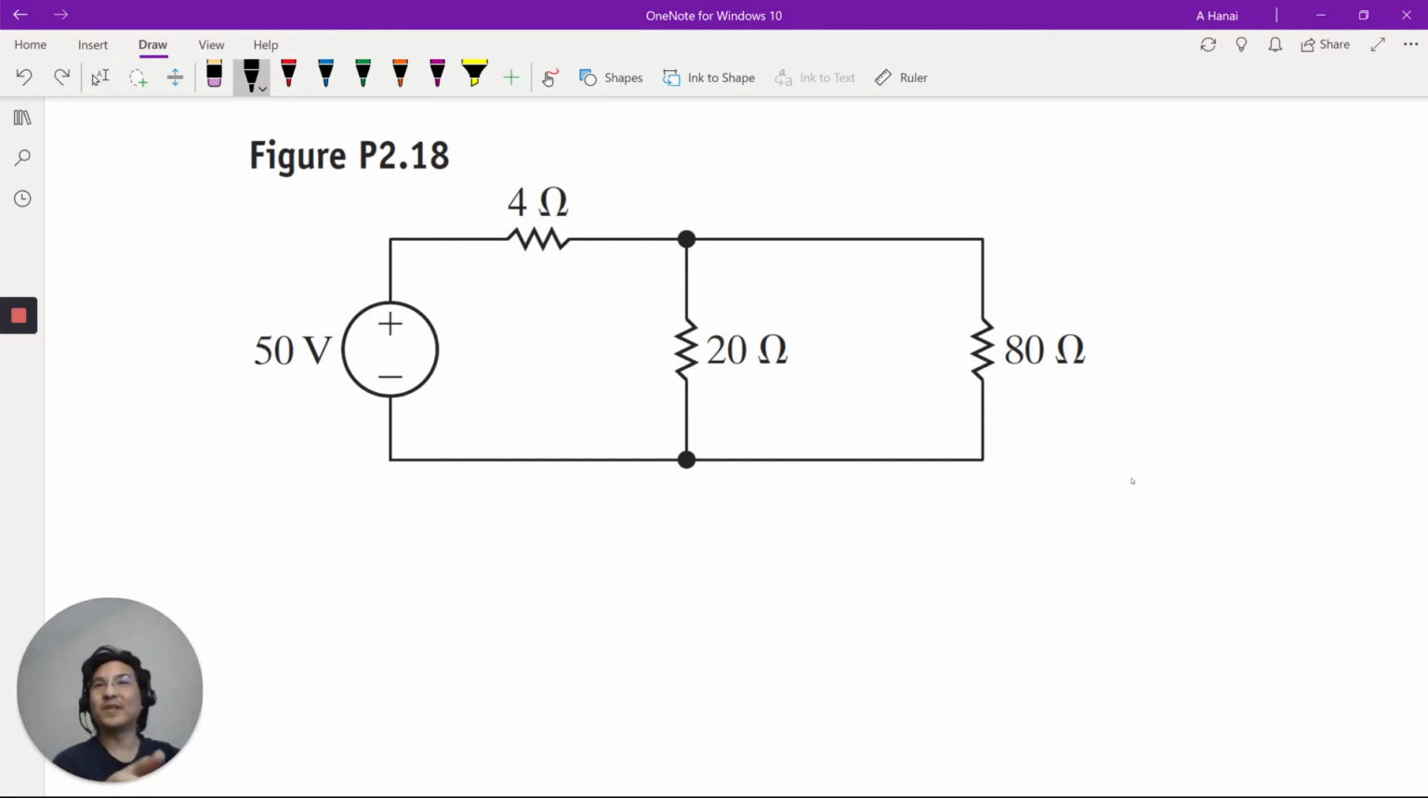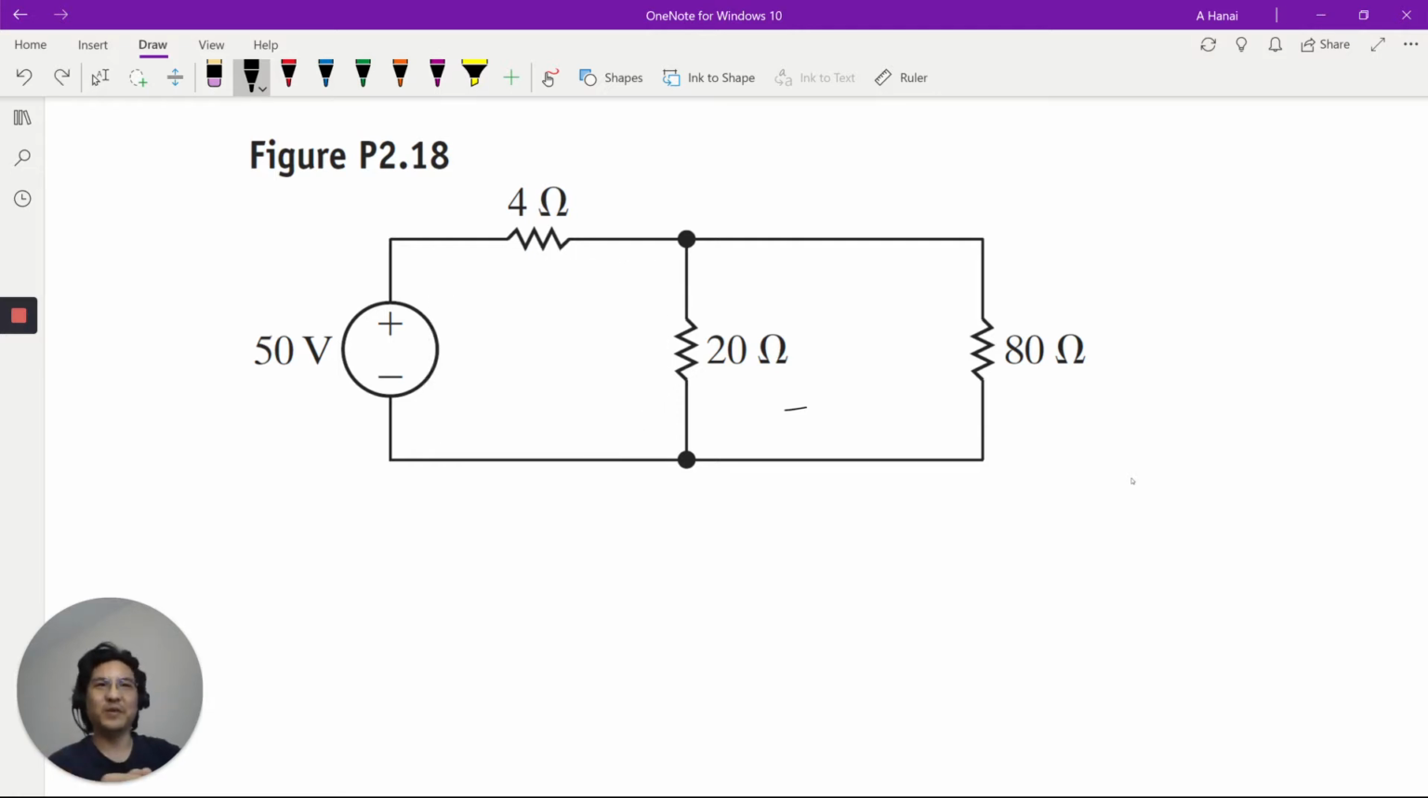Kirchhoff's voltage law, KVL, is you add up the voltages as you go around a path like this, and they got to add up to zero, right? Like if you gain 50 volts and then you lose 30 volts, then you got to lose another 20 volts here, right? Because you're coming back to the same point.